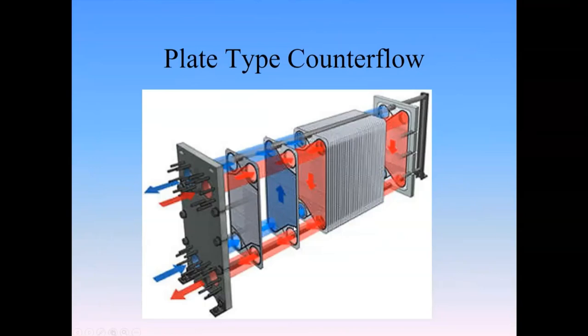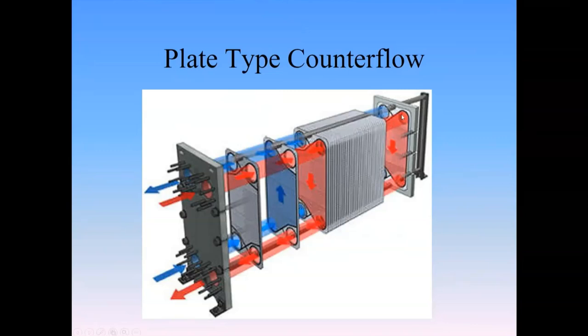Okay, so one that's really common that we would see is what's known as a plate type heat exchanger. A plate type heat exchanger has a number of thin metal sheets, and on either side of the sheet there's a pattern that's been pressed into them, which creates a place where fluid can move through on alternating sides of the plates.